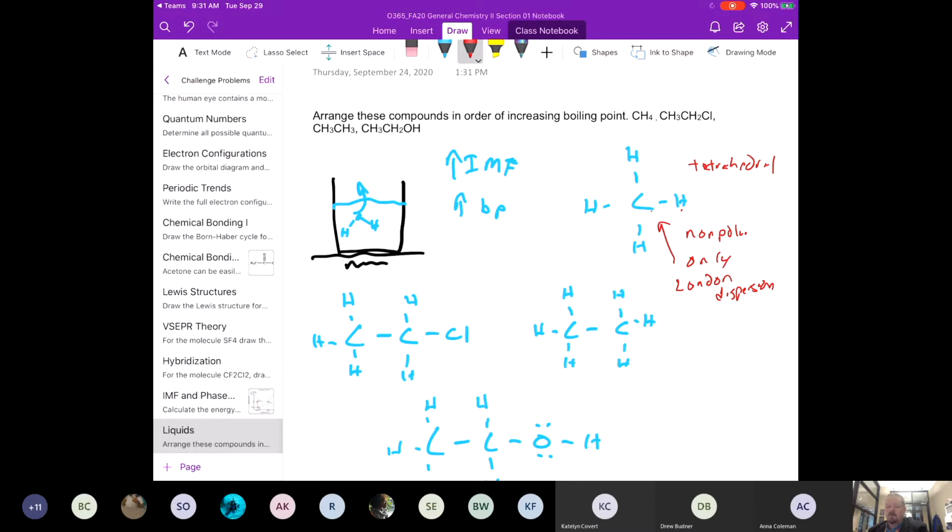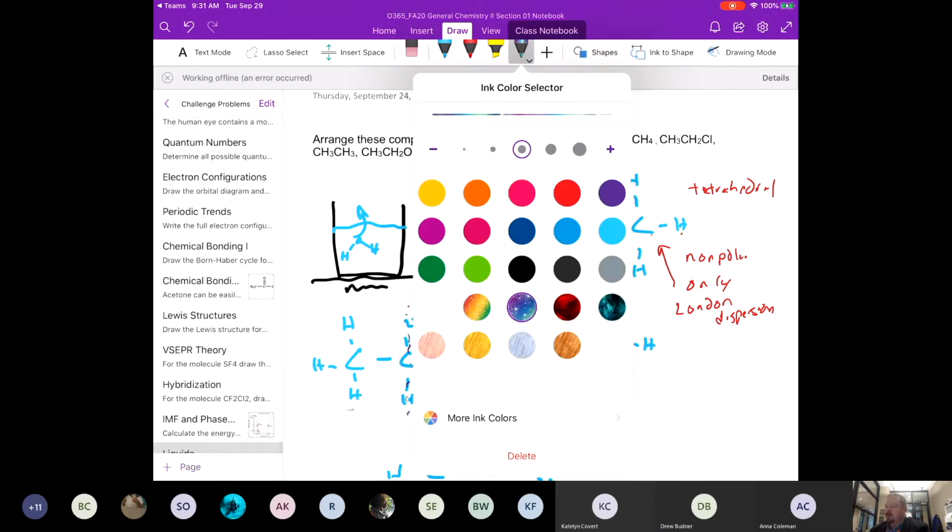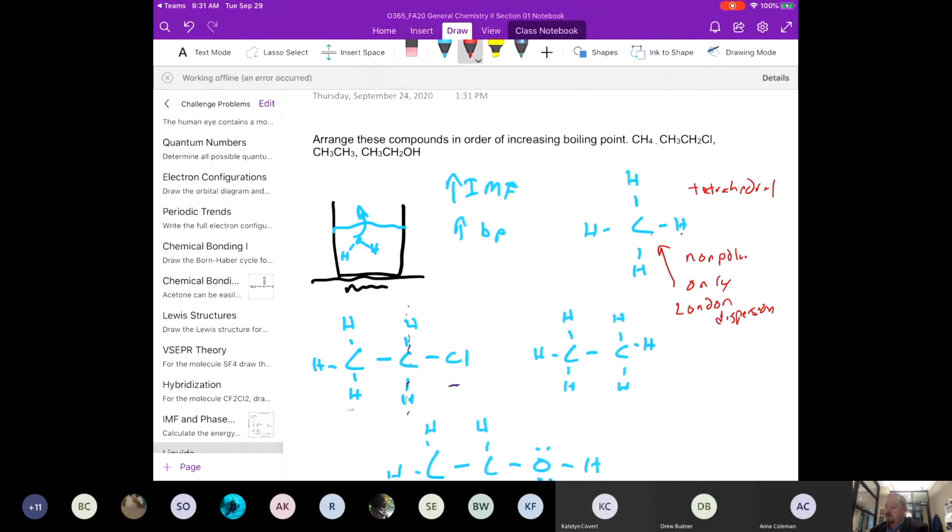If we come over to the CH3CH2Cl, now if we divide this molecule in half here, assuming it's at the center, this side doesn't look like this side anymore. So even though around that center it is still tetrahedral, it is now polar. So this is going to have both London dispersion and dipole-dipole forces.